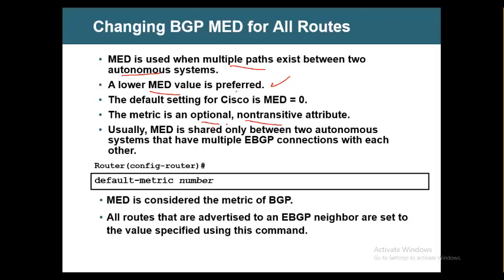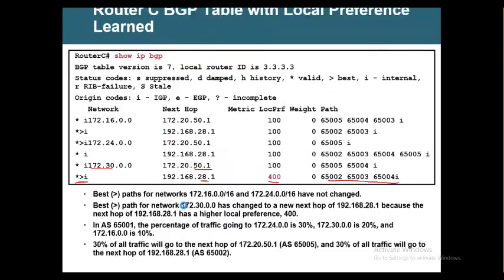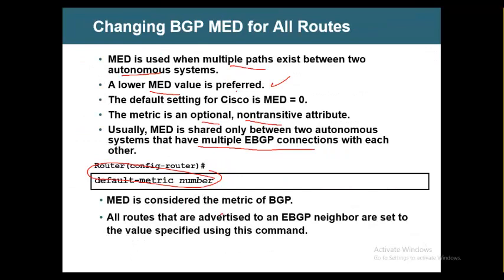Usually, MED is shared only between two autonomous systems that have multiple eBGP connections with each other. This is the command to change the MED globally. As I said earlier, you can also use it along with the route map. Instead of saying set local preference, you can say set metric. You can use MED. MED is considered as the metric of BGP. All the routes that are advertised to an eBGP neighbor are set to the value specified by using this command. Any question?